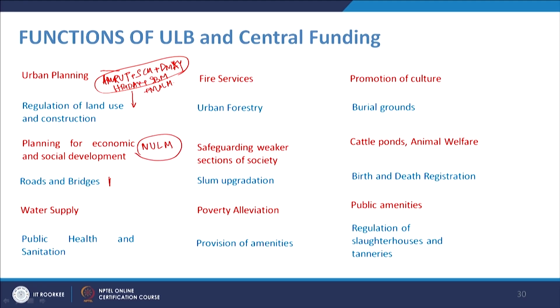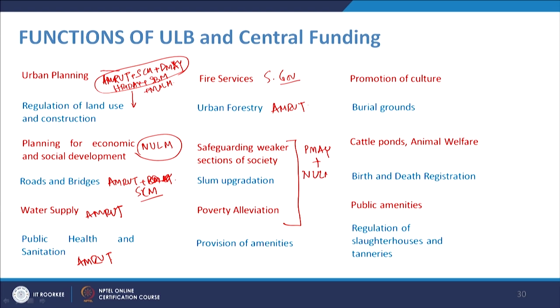Roads and bridges, definitely AMRUT and PMAY will give you, AMRUT and Smart City Mission will give you the required funding. Water supply, AMRUT. Public health and sanitation, definitely AMRUT will provide the required fund. Fire services, it is a generic program, but definitely it is to be given by the state government. Urban forestry, you can try AMRUT. Safeguarding weaker sections of society, slum upgradation, poverty alleviation, all these can be addressed through PMAY and NULM. Provision of amenities, AMRUT will provide the required funding. Promotion of culture, yes, up to some extent AMRUT and programs by the Ministry of Culture.